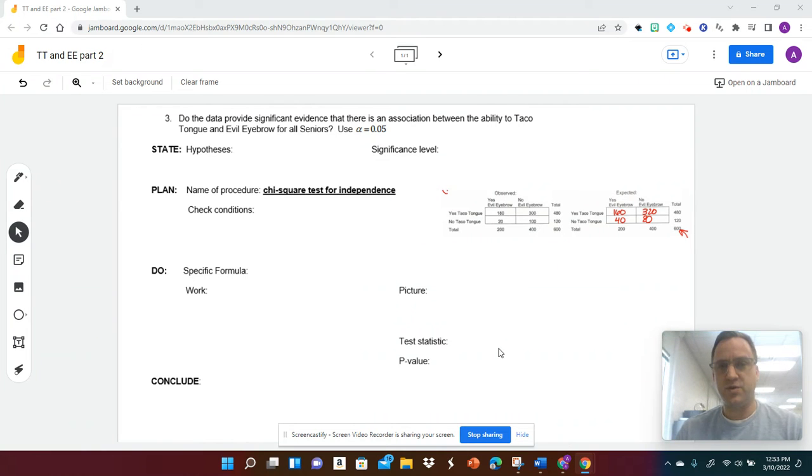So now what we're going to do is look at our formal hypothesis testing. We're going to look at taco tongue and evil eyebrow. First, our null hypothesis is going to be that they are not associated. So H naught, our null hypothesis. I'm going to put TT for taco tongue and EE for evil eyebrow. And again, we say they are not associated.